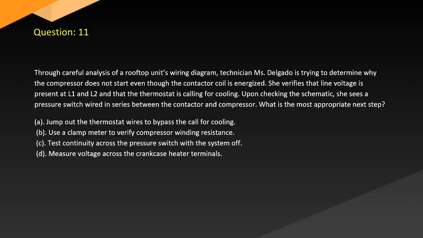A. Jump out the thermostat wires to bypass the call for cooling. B. Use a clamp meter to verify compressor winding resistance. C. Test continuity across the pressure switch with the system off. D. Measure voltage across the crankcase heater terminals.